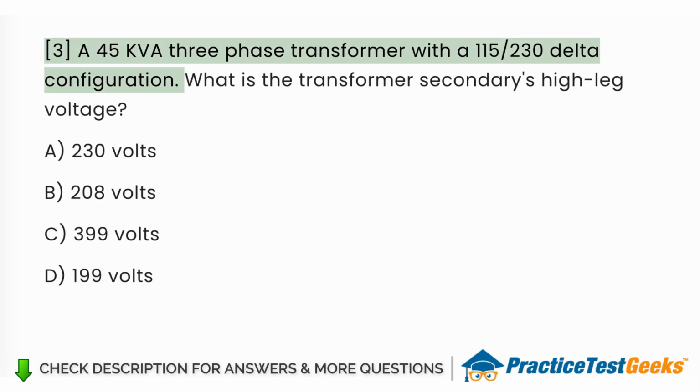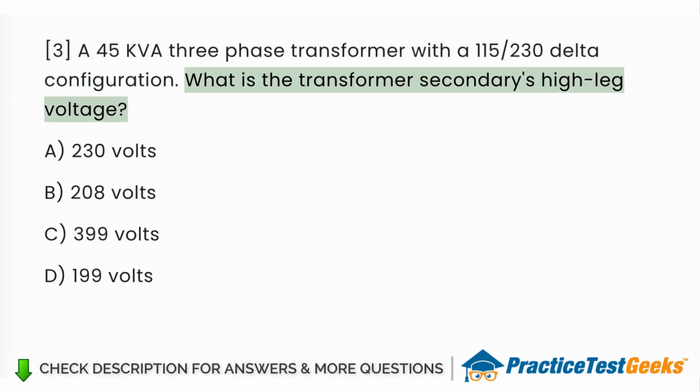A 45 kVA three-phase transformer with a 115-230 delta configuration. What is the transformer secondary's high leg voltage? A. 230 volts. B. 208 volts. C. 399 volts. D. 199 volts.